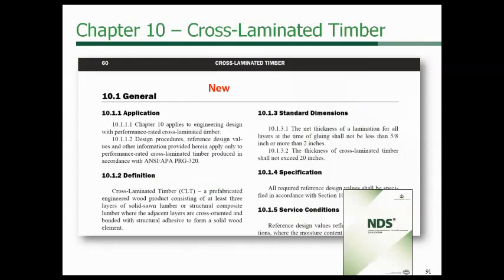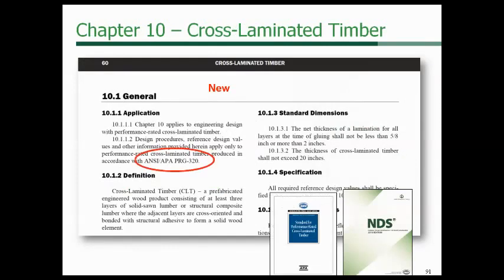And as you can see in Chapter 10, we call out a manufacturing standard, which is ANSI APA PRG 320. So the thing about cross-laminated timber is that while the manufacturing process is standardized, the design values are not. So you will need to get the design values either from the manufacturer or they'll be listed in the standard as well. But the design values can vary from manufacturer to manufacturer.